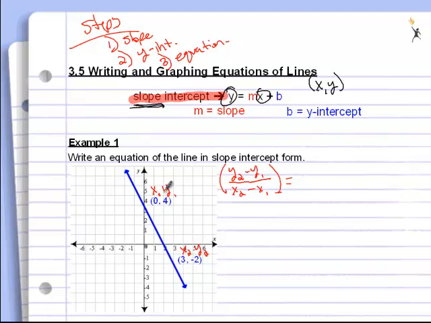So now I'm going to take my formula and substitute in all my numbers for my variables. Instead of writing y2, I'm going to write negative 2 minus y1, which is 4, divided by x2, which is 3, minus x1, which is 0. I'm going to simplify it. Negative 2 minus 4 is the same as negative 2 plus a negative 4, which is negative 6. 3 minus 0 is just 3. Now I can reduce it. Negative 6 divided by 3 is negative 2. There's my slope.